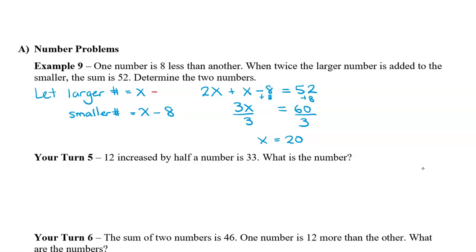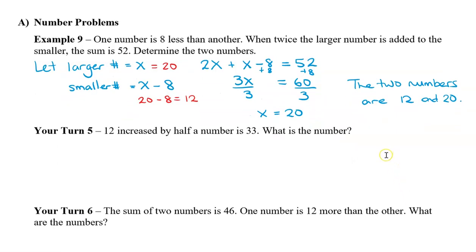So we can substitute it back into our let statement. We can see that x is equal to 20, and the smaller number is going to be 20 minus 8, which equals 12. So we can now say that the 2 numbers are 12 and 20, or 20 and 12.